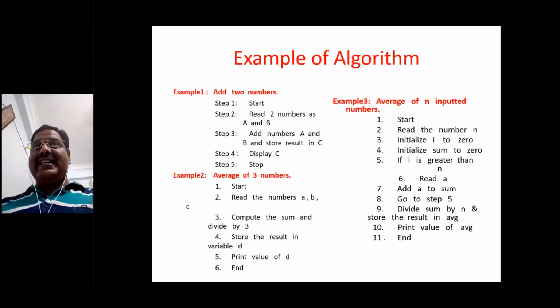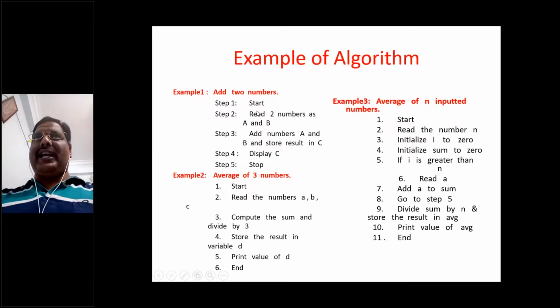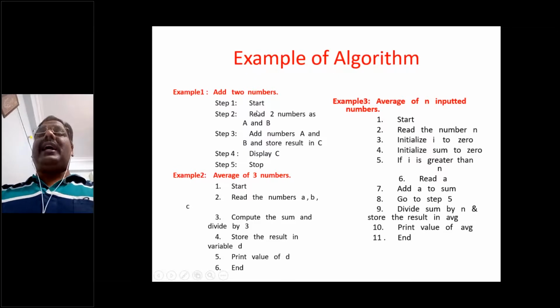But whereas I said that there are two kinds of algorithms, one is the general algorithm and another is the pseudo algorithm. Right. So the general algorithm is like the same example: step one, start. Step two, read two numbers as A and B. Step three, add numbers A and B and store the result in C. Finally, step four gives you the output.